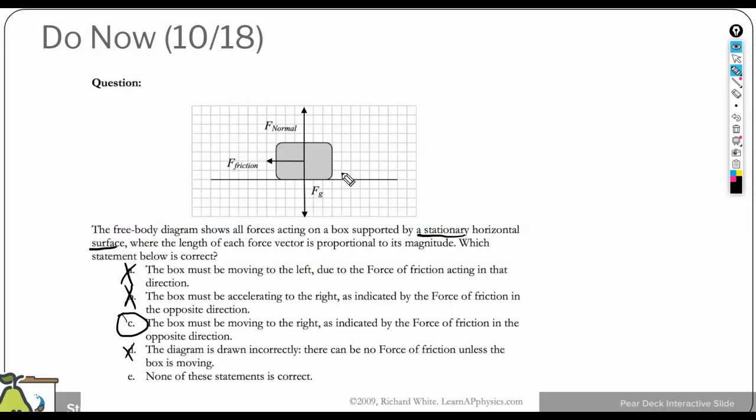And notice we have a force of gravity because we always do, and we have a normal force because we have a surface. Okay, we always have a normal force when we have a surface, perpendicular to the surface, and then friction always opposes motion. Okay, so pause it there if you need to look at that some more.